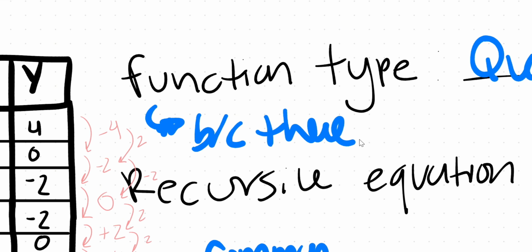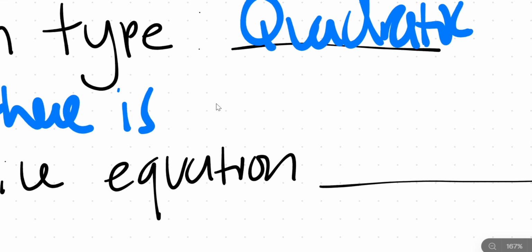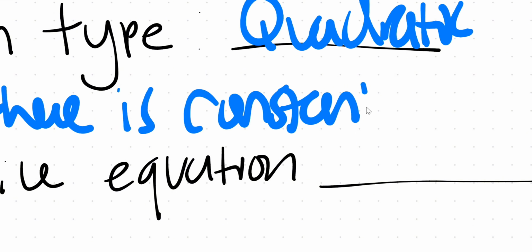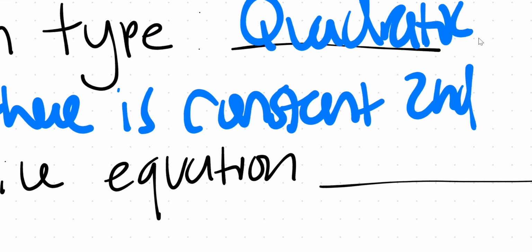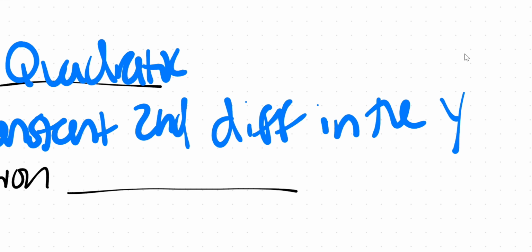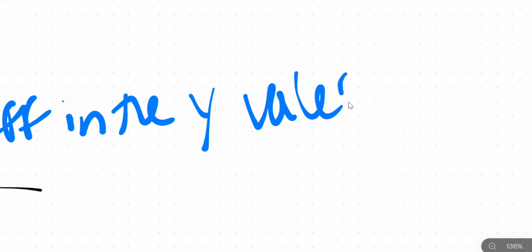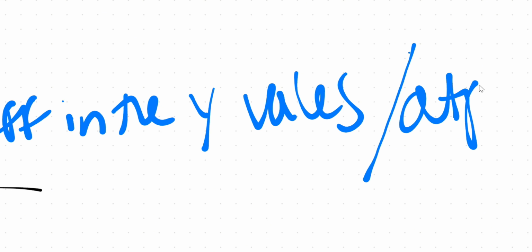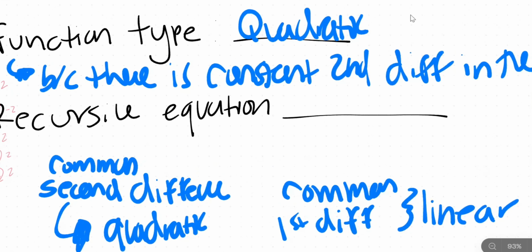because there is a constant second difference in the y values slash outputs, right? Because the x is the input and the y values are what we get out. Now let's write our recursive equation.